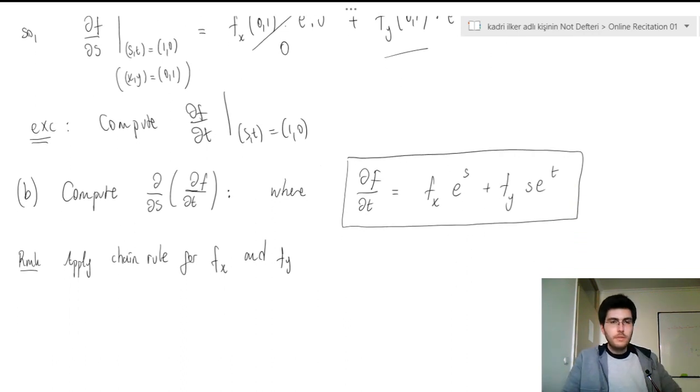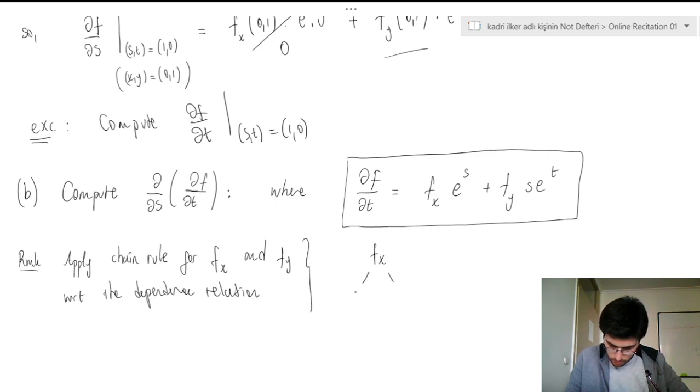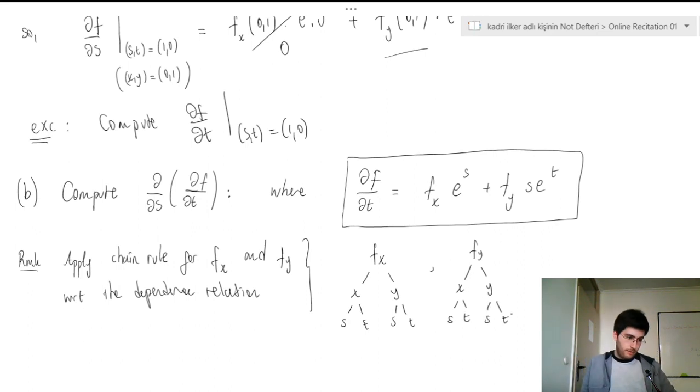Okay. So with respect to the dependence relation, so what is it? Again, f sub x actually depends on, it's a function of x and y, which are functions of s and t. And similarly, f sub y itself is a function of x and y, and the x and y are functions of s and t. Very well.